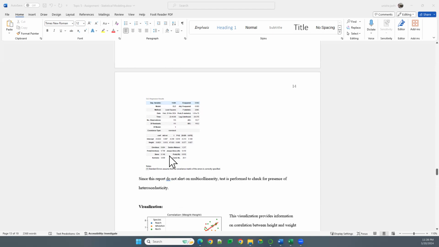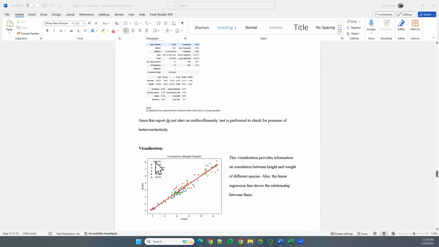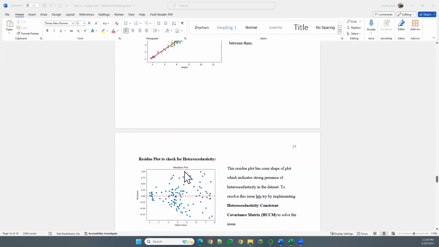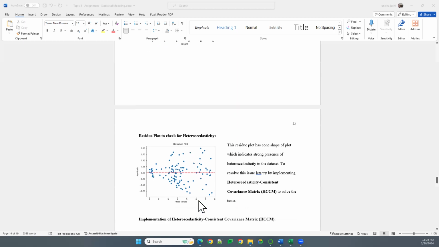In this data set, I created a visualization, and the data set is pretty much linear. And I did the residue plot for the heteroscedasticity. If we see the residue plot, it's a cone shape. So we can see that there is a presence of heteroscedasticity on this data set. So I tried to implement the heteroscedasticity consistent covariance matrix, HCCM, to solve this issue.